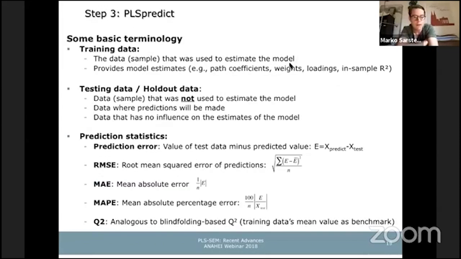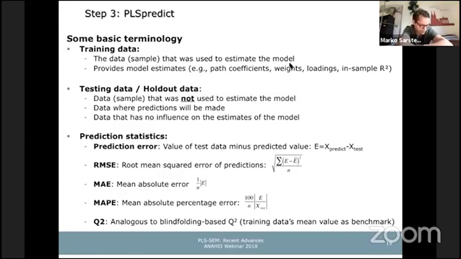Where it gets more interesting now, and that's probably the stuff that most of you will be interested in, is actually PLSpredict, because PLSpredict is truly a method for out-of-sample prediction. In PLSpredict, we omit a certain part of the observations, we estimate the model, and then we try to predict the omitted part. PLSpredict uses a training data set, which is the data actually used for model estimation, and the testing or holdout data, which is not used to estimate the model. That's the one that we want to predict at the end.